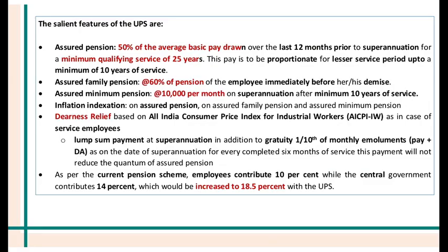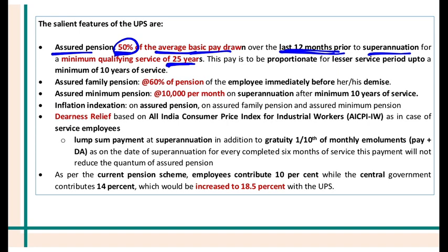And there are these provisions. First is the assured pension. Now here again it is 50%, but it is not 50% of the last drawn salary, it is 50% of the average salary of the last 12 months, right? 50% of the average basic pay drawn over the last 12 months before retirement you will get as a pension. And this 50% you will get if you have served for a minimum of 25 years.